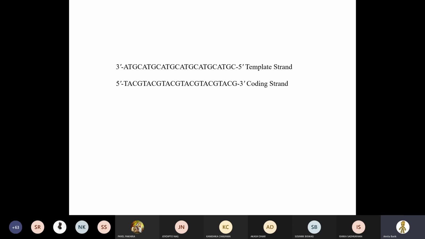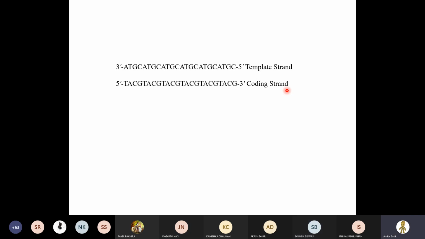So can we just see which is the template strand? Because RNA is formed in the 5' to 3' direction, this strand, the 3' to 5', will be the template strand. And this other strand, the 5' to 3', will be the coding or the non-template strand. Clear to all of you?